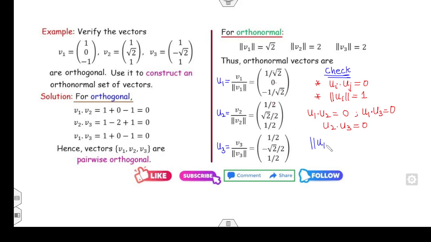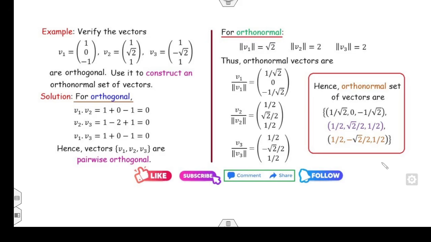Also, you can check the norm of u1. It is the root of 1 over 2 plus 0 plus 1 over 2, which is 1. Norm of u2 is the root of 1 over 4 plus 2 over 4 plus 1 over 4, which is 1. Similarly, you can find the u3 norm, which is again 1. So now you can write them in the form of a set: first vector, second vector, third vector.